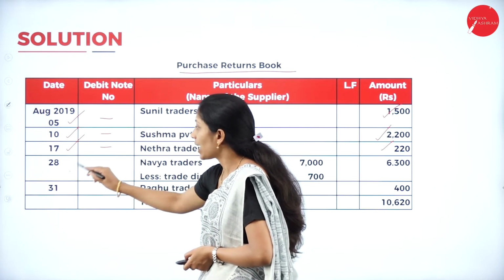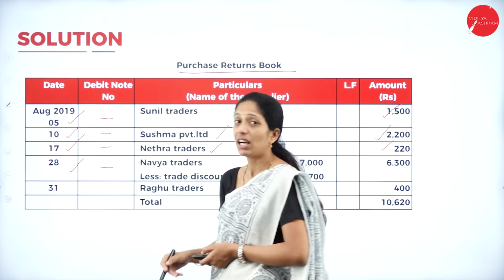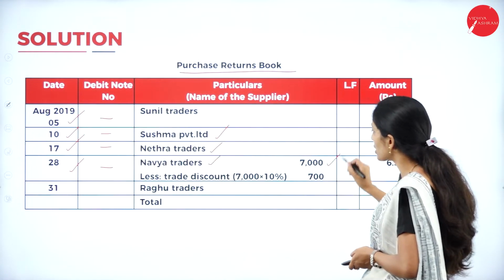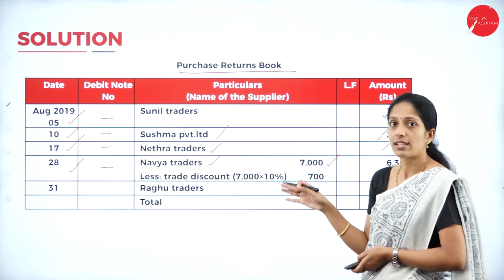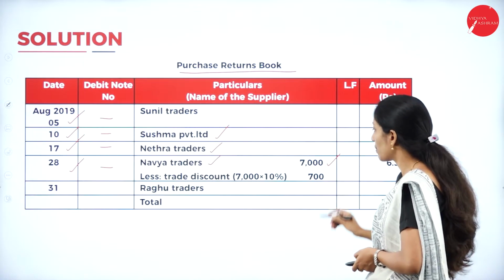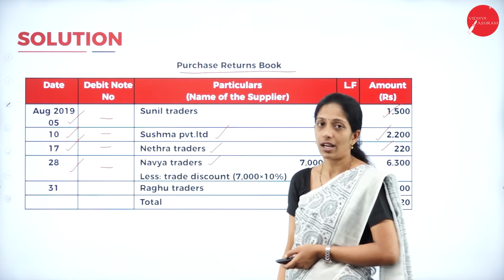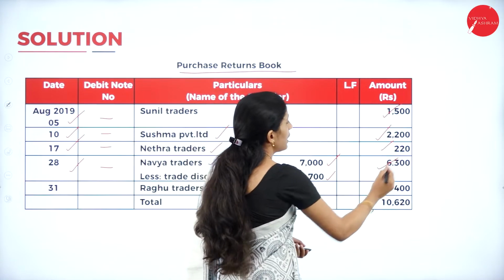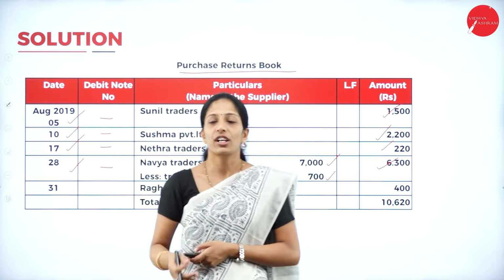Write the date 28th. There is no debit note number. Name of the supplier is Navya Traders, and they have given the amount 7,000. But there is a trade discount of 10%. So less trade discount, that is 7,000 into 10%, that is 700. So 7,000 minus 700, so you'll get 6,300. So hope you are clear.